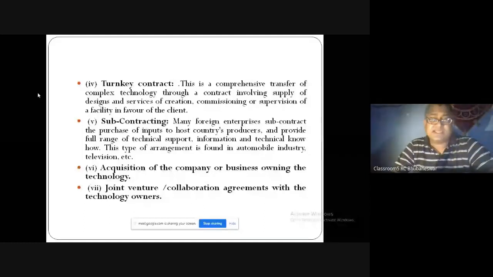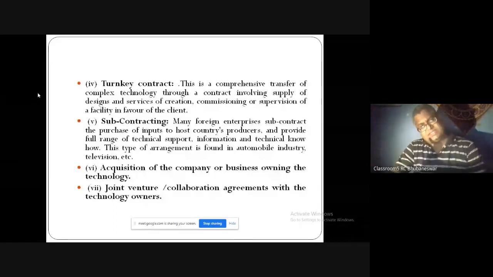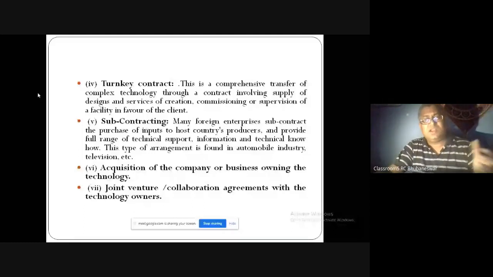Subcontracting follows a similar line, along with acquisition of a company or business owning technology, joint venture, and collaboration agreements for the new empowerment of a business. That type of approach is related to technology transfer. My dear students, technology transfer means transferring a new technology or disseminating new knowledge to a new type of business dimension, through which the business or company, by acquisition of a company or business with new technology, may be successful in the near future.